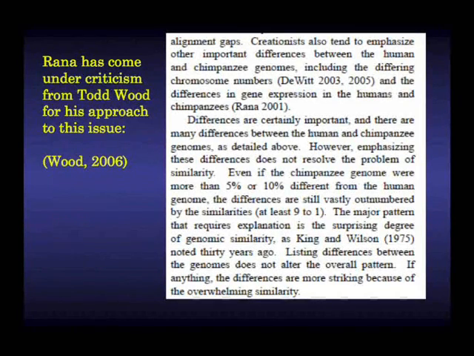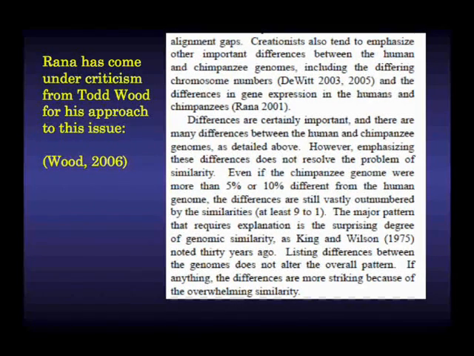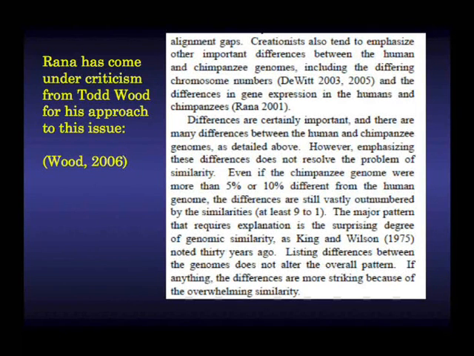Okay. And like I just mentioned, Todd Wood has taken issue with some previous work by Rana in terms of his understanding of how this plays out. This is from the paper that was assigned to you to read for today, so you're familiar with it. He says, creationists tend to emphasize differences between the human and chimpanzee genomes, including different chromosome numbers, etc., differences in gene expression. Differences are certainly important.